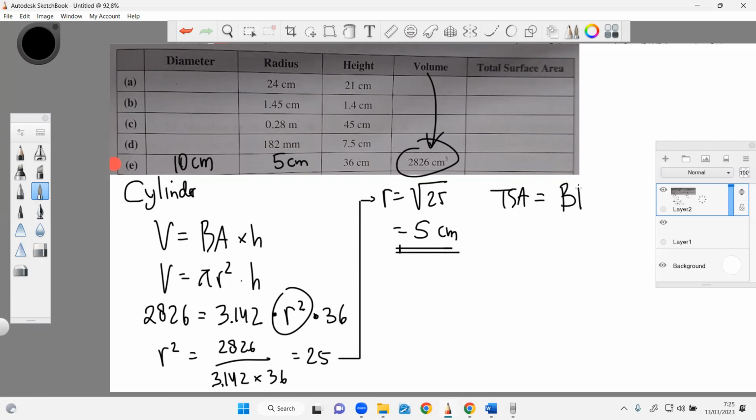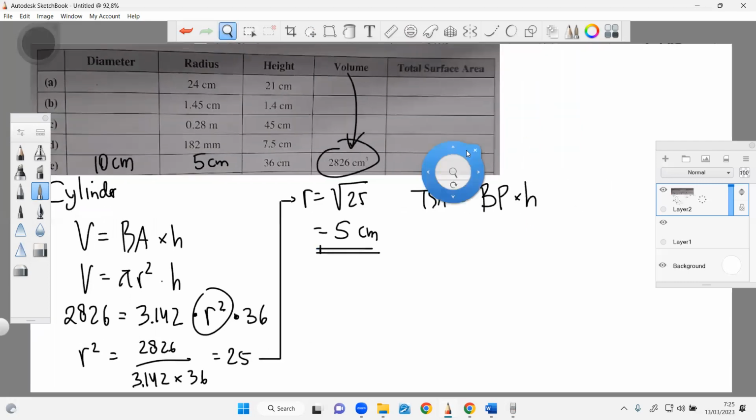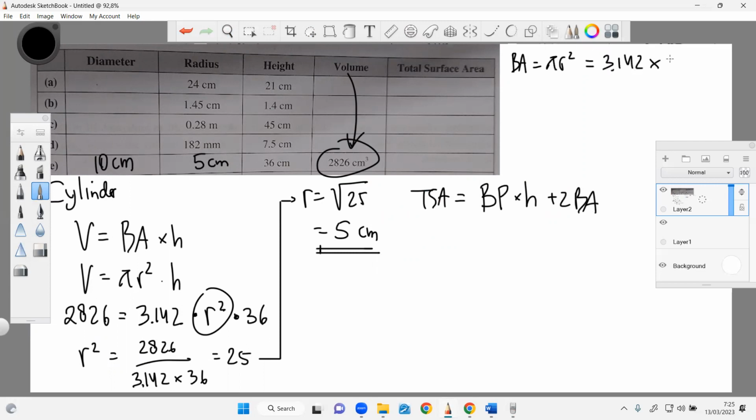Give me a second. BP times height, right? Plus 2BA. But we have to find the BA first. BA is pi r square, right? So 3.142 times 25, or 5 square, that we already get. Yeah, better 25, but it's okay.